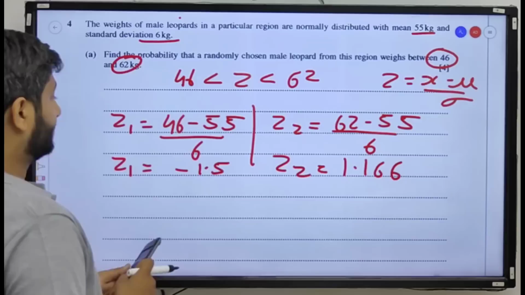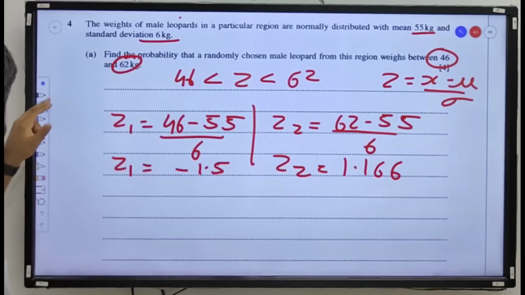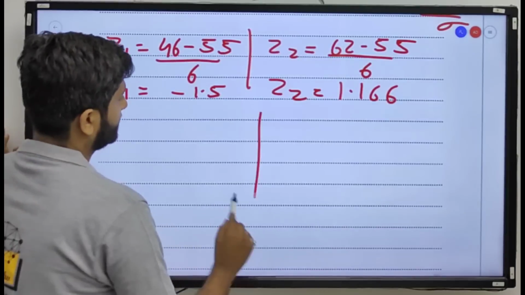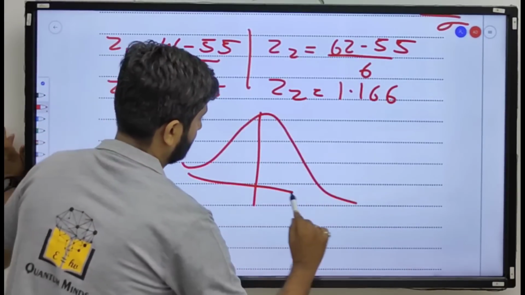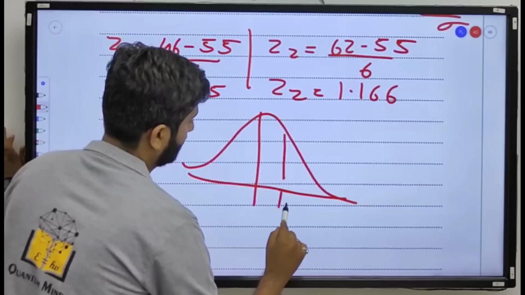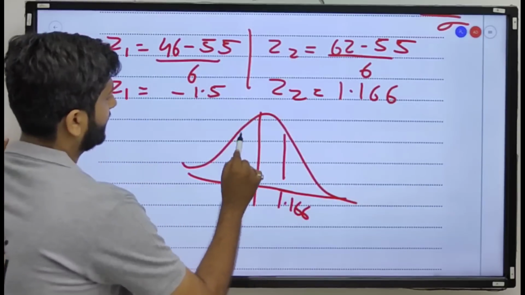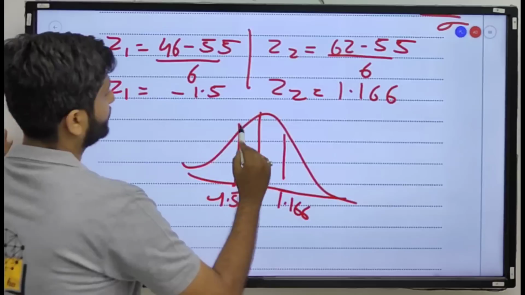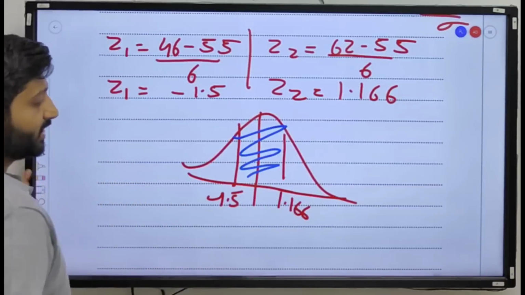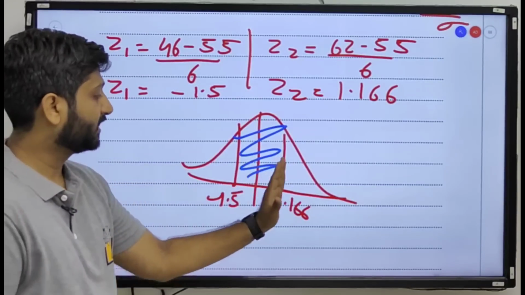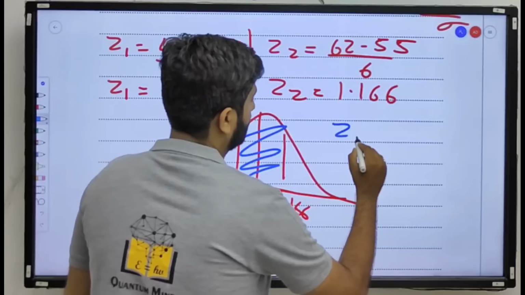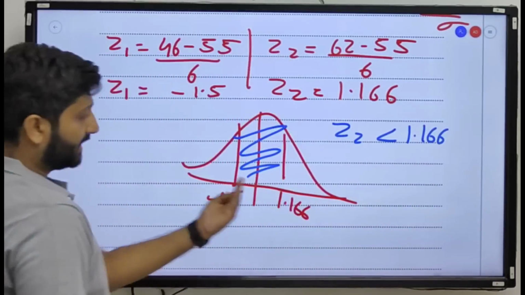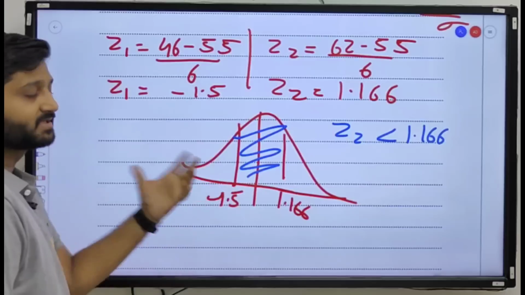7 divided by 6 is 1.166. Okay. So see, this is my bell curve. Here is my 1.166, and on the negative side I have minus 1.5, and I am supposed to find out this probability. So what I am supposed to do is find out the probability of Z2 less than 1.166, and then subtract it from this region.